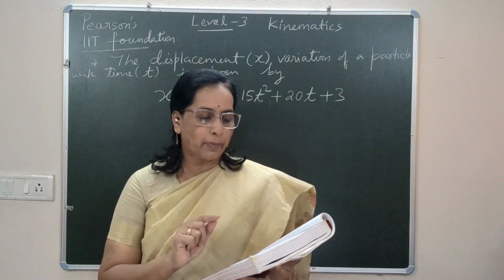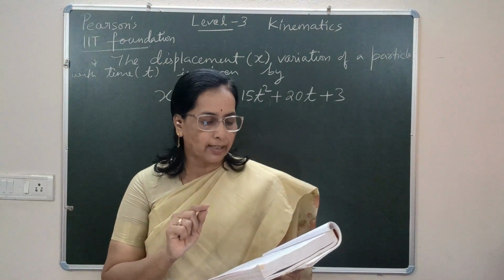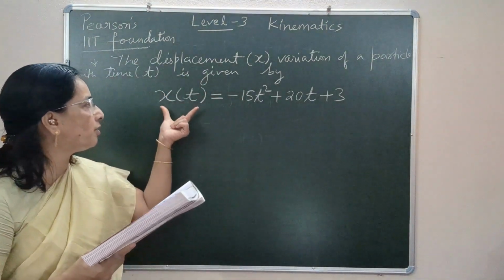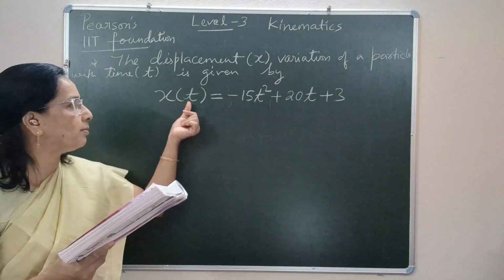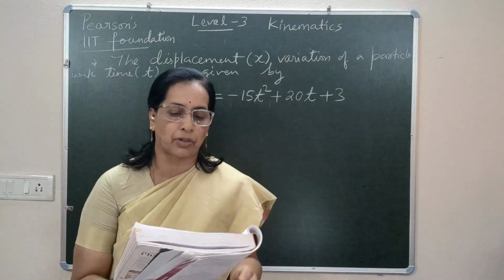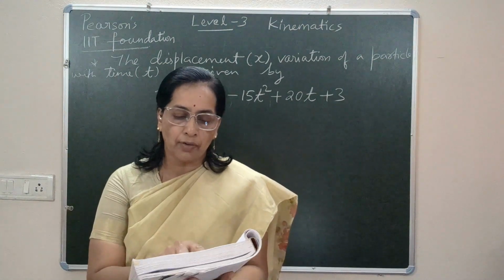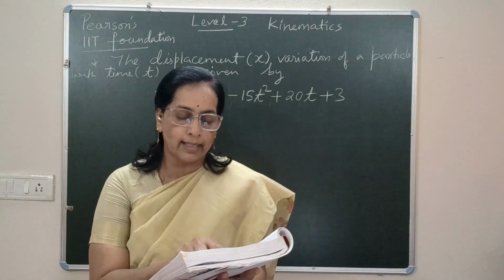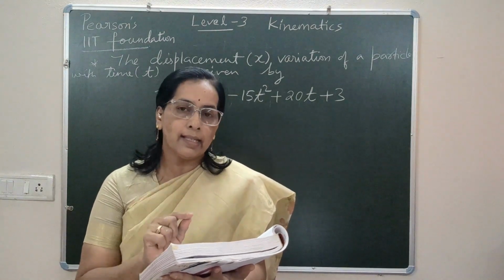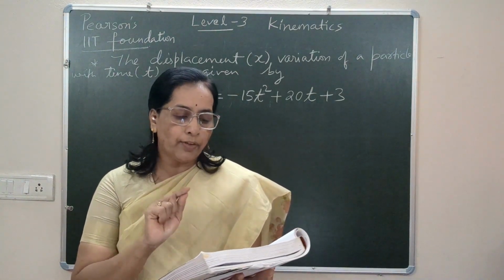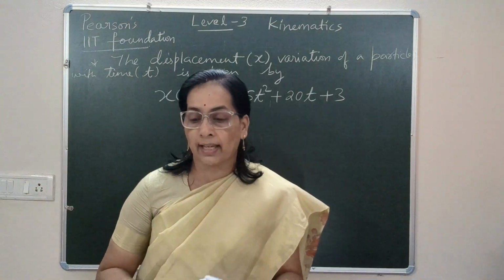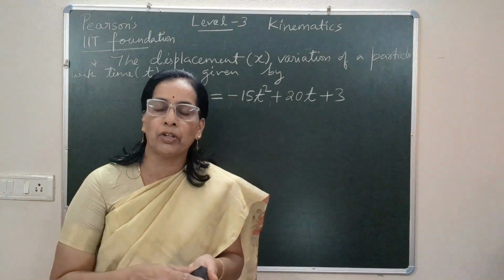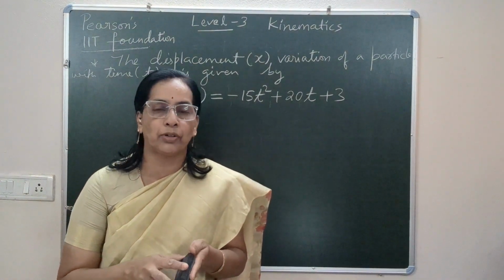The question is: the displacement x of a particle varies with time t as given by this expression. So this is the position vector, displacement in time t, given by this quadratic expression. We are supposed to find the position of the body at time t equal to 0 seconds and at t equal to 6 seconds, and then answer whether the particle is moving with uniform acceleration. If yes, we have to tell a reason, and if it is in non-uniform acceleration, then also we have to tell a reason.